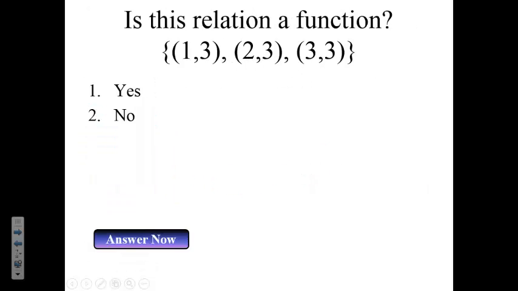If I take a look at (1, 3), (2, 3), and (3, 3): 1 is paired with 3, 2 is paired with 3, 3 is paired with 3, and your initial intuition tells you that something's wrong with that. But in fact, the way we define a function, that's fine. Y can do whatever Y wants to do. It's X that is restricted, okay? So this, in fact, is a function.